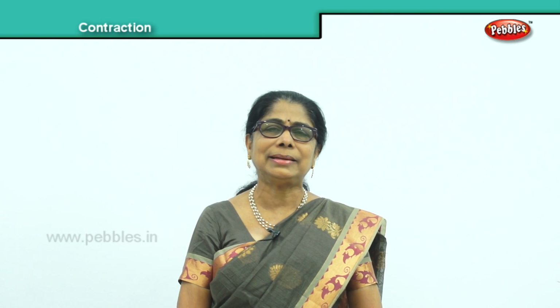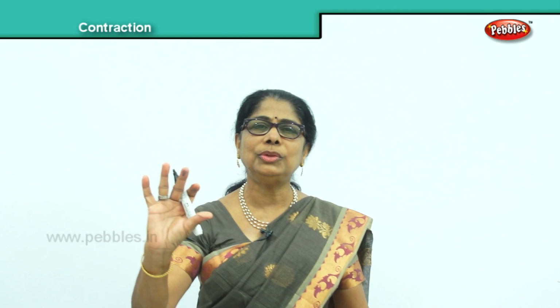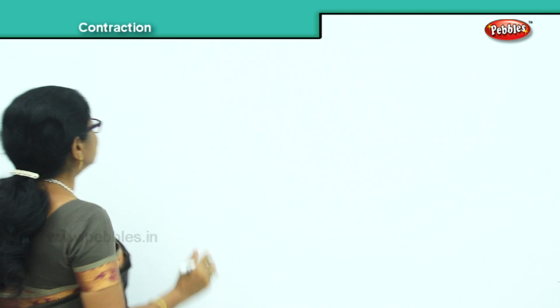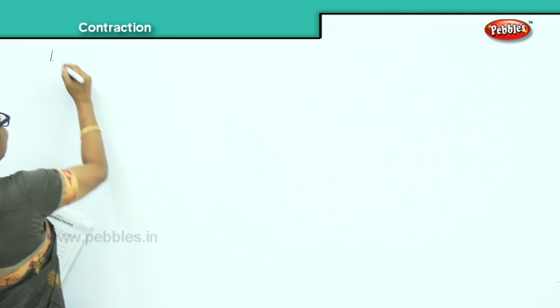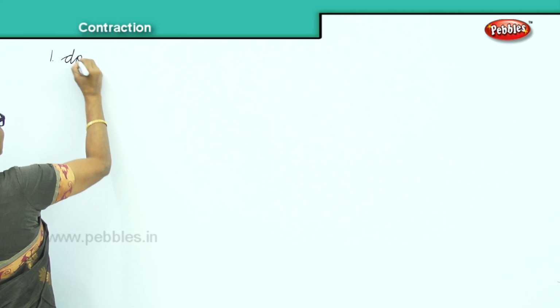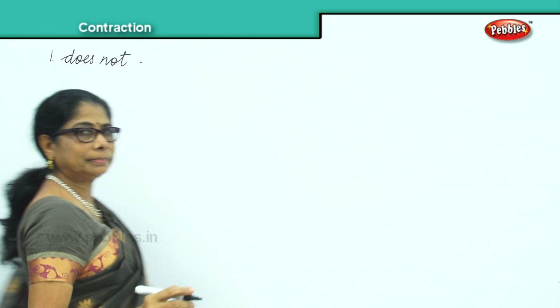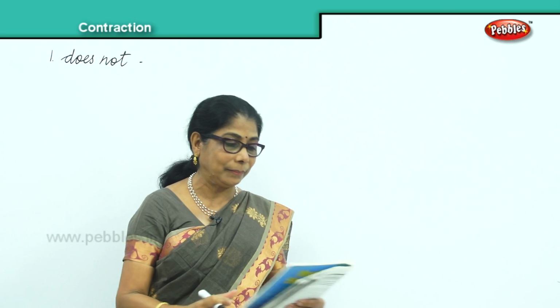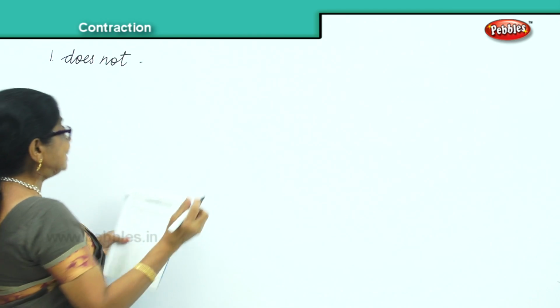So, we are going to do a little bit of practice with contractions. I'll give you some words and we will do together how to make the contractions of these words. Now, the first one is "does not." To write it an easy way, the short form of this, you will say "doesn't."